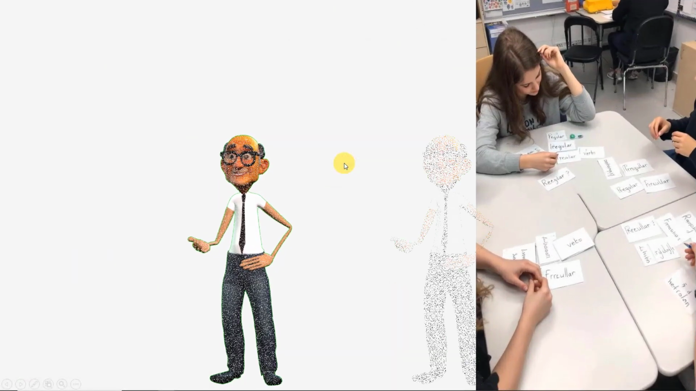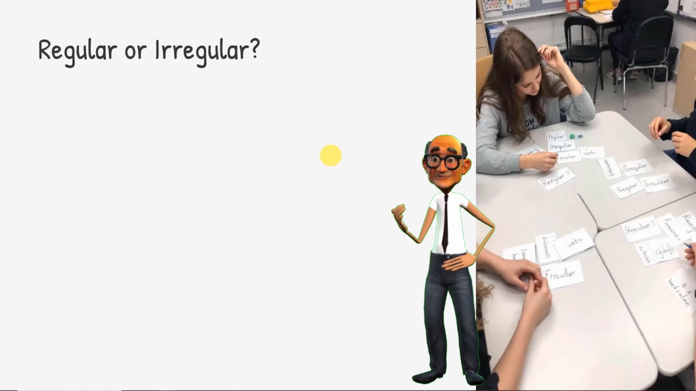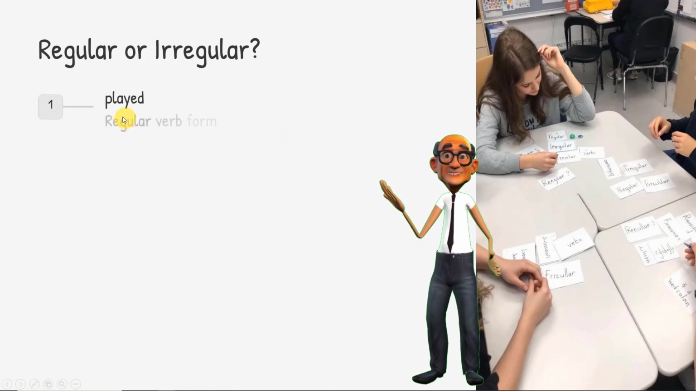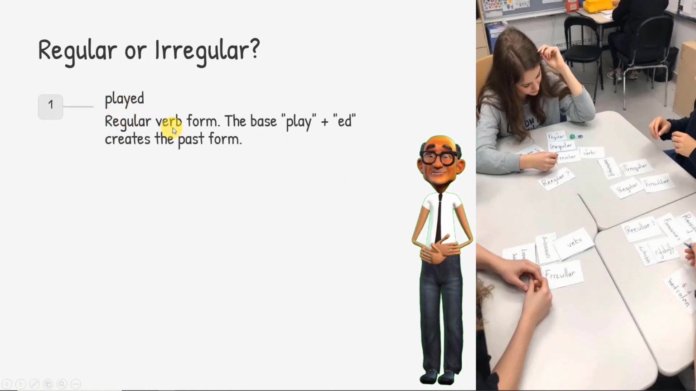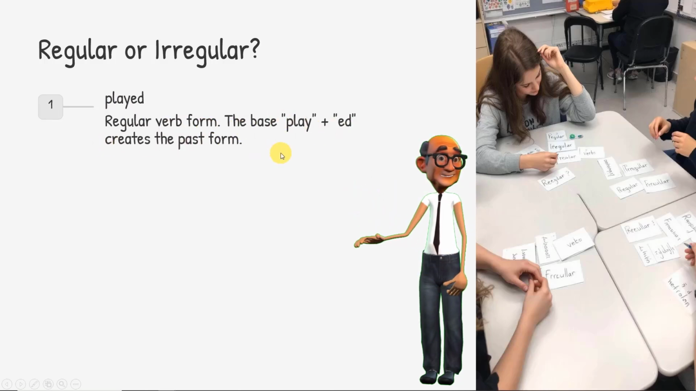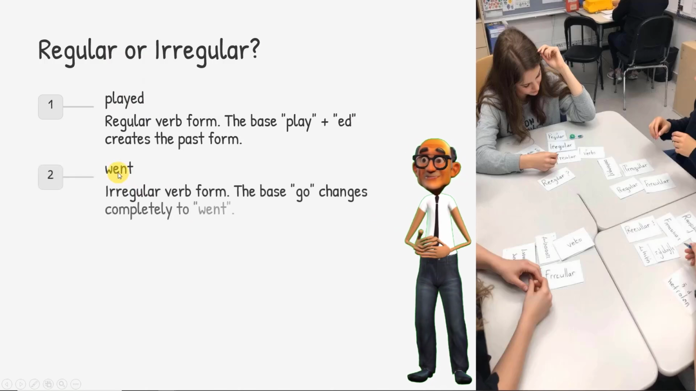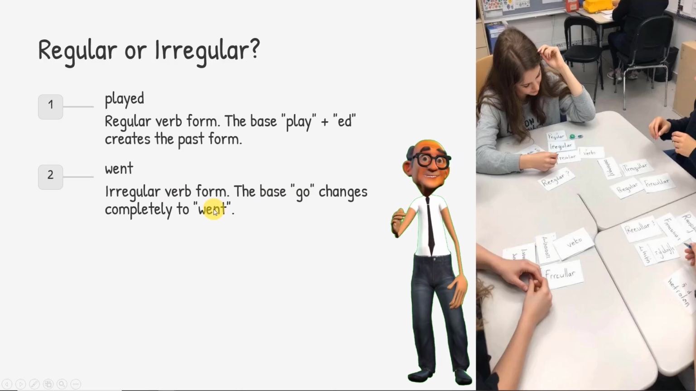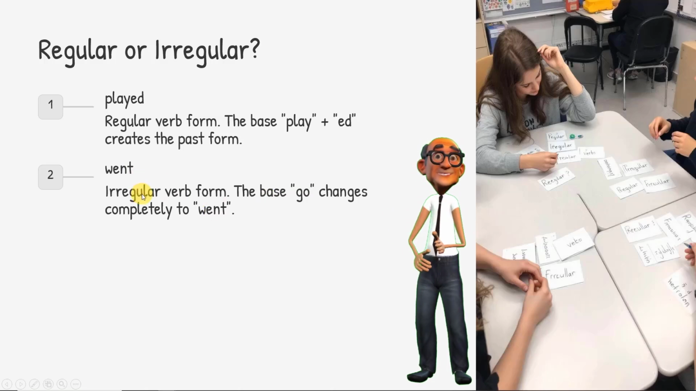Okay, let's have a look at regular or irregular. Firstly, played. It's a regular verb form. The base play plus ed creates the past form. Ed just onto the base form, it becomes a regular verb. Secondly, went. Irregular verb, because went comes from go. Go changes to went, so the word has changed completely, so it becomes an irregular verb.